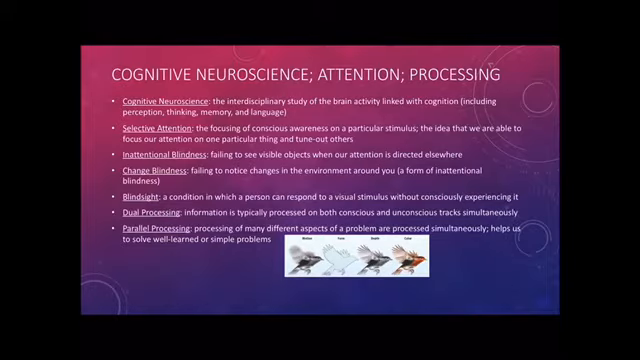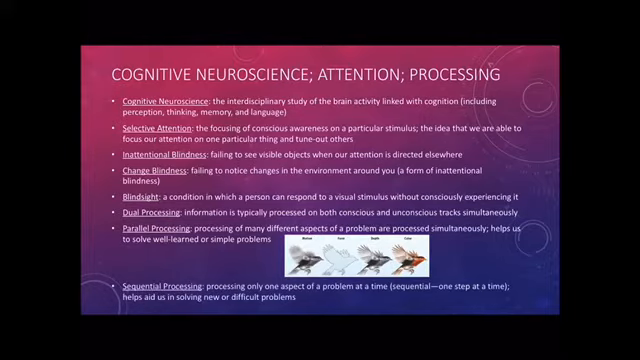And also, do you know that parallel processing is what we use for well-learned or simple problems, whereas sequential processing is what we need to use in order to solve new or difficult problems? And sequential processing really just means step-by-step processing. So parallel processing is processing that happens simultaneously, all at once. We take in all of these different kinds of information at one time, whereas sequential processing is step-by-step.